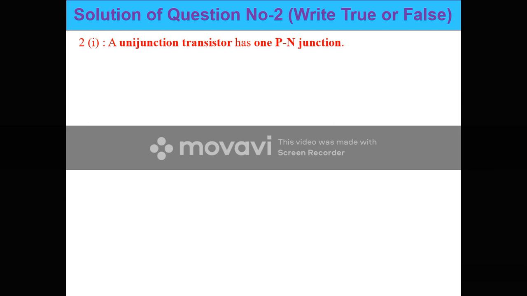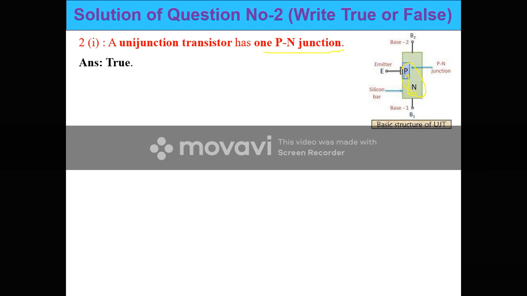A uni-junction transistor has one p-n junction. So this statement is also true because the basic structure of UJT is this. That means a uni-junction transistor has one p-n junction. Okay, so that's why it is true. Next statement: frequency response of RC coupled amplifier is excellent in radio frequency range.